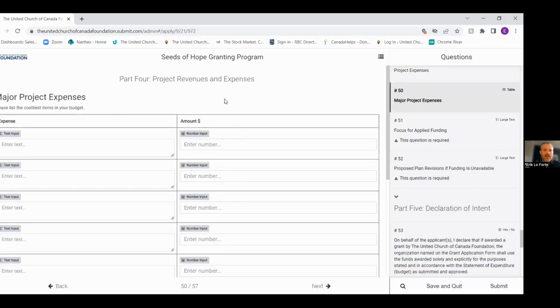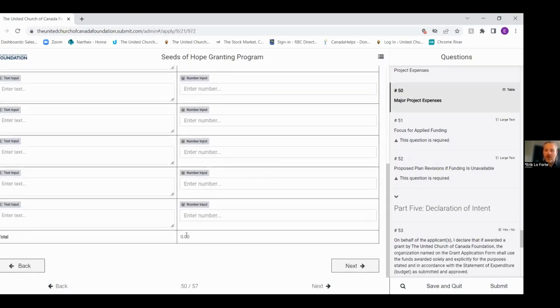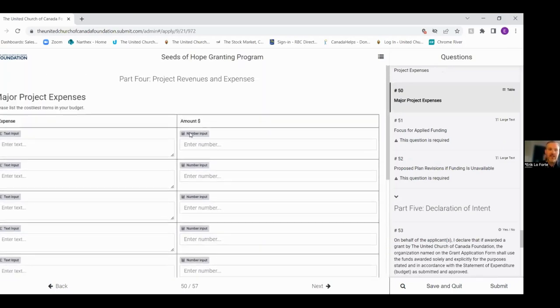This table is major expenses. So unlike the other one, this probably will not total your $25,000. We're not asking you to nickel and dime every single item. While it's great that the toaster you might buy is going to cost $10.99, that isn't what this question is. This is really saying, what is going to cost the bulk of the project?